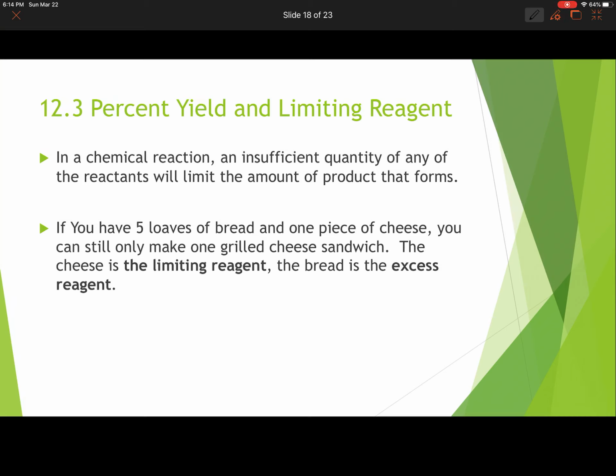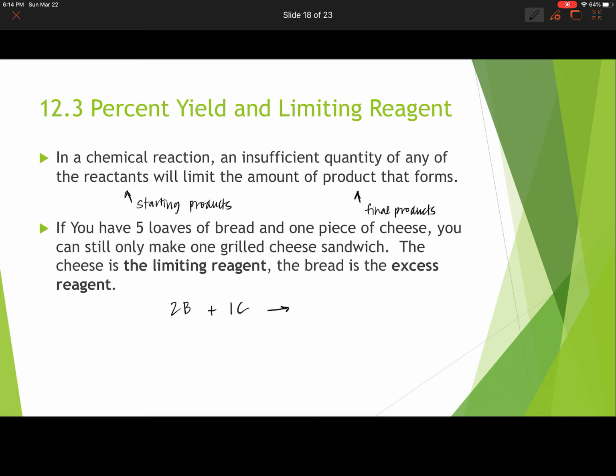So we're finishing up chapter 12 and we're talking about percent yield and limiting reagents. In any chemical reaction, an insufficient quantity of any of the reactants, which are our starting products, will limit the amount of the final product or final products that forms. So if you have 5 loaves of bread and 1 piece of cheese, you can still only make 1 grilled cheese sandwich, right? The cheese is the limiting reagent.